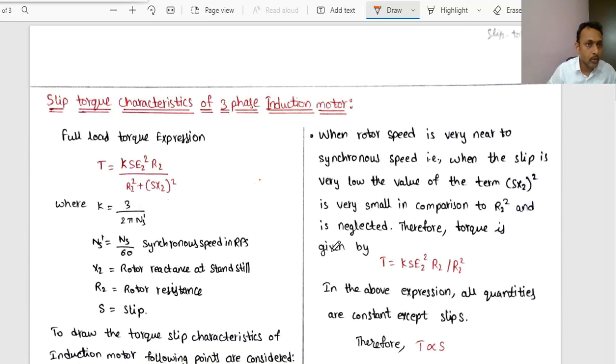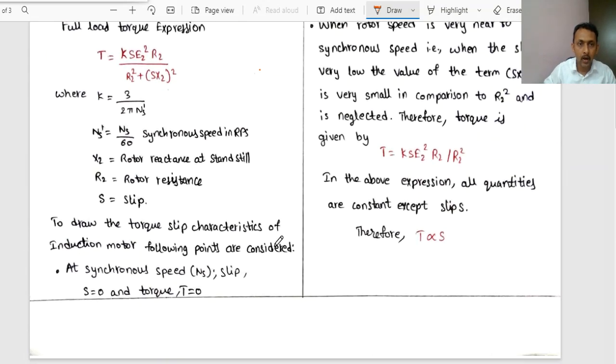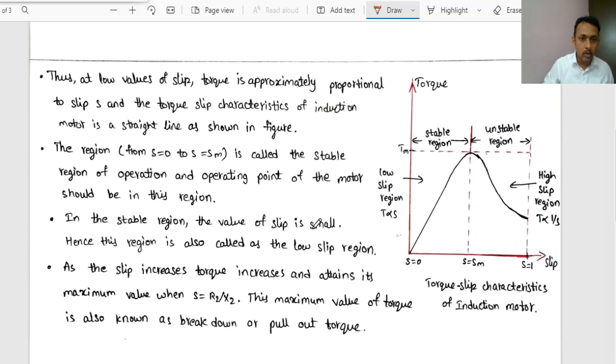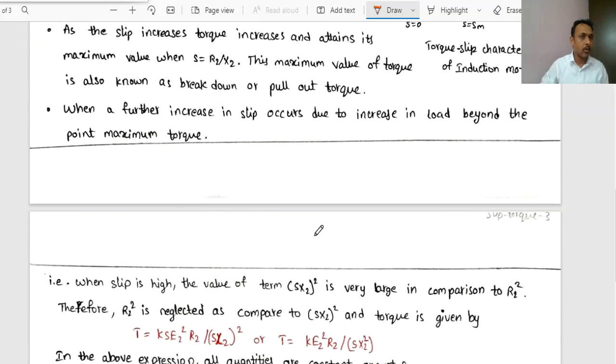In this video we are going to discuss the slip torque characteristics of the three-phase induction motor. We are going to see the important equations, the different variables or terminology we will come across, and also the graph between the torque and slip for different values of slip, that is when the slip becomes equal to 0, when the slip S equals Sm, and when the slip S becomes equal to 1. So for different values of slip, what could be the value of torque, all those things we are going to discuss in this video.